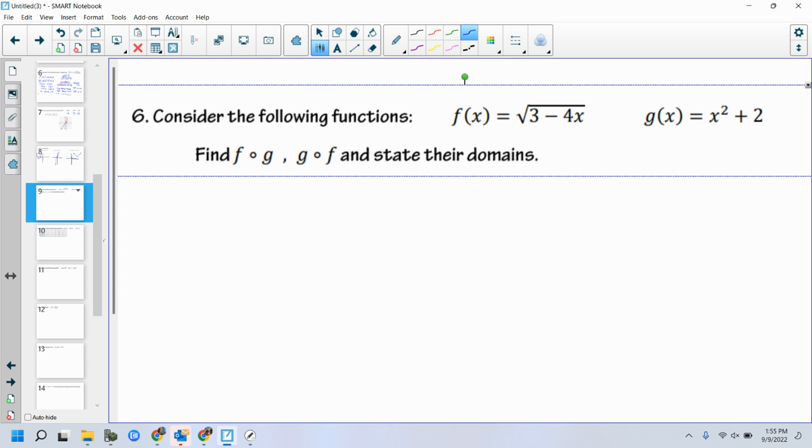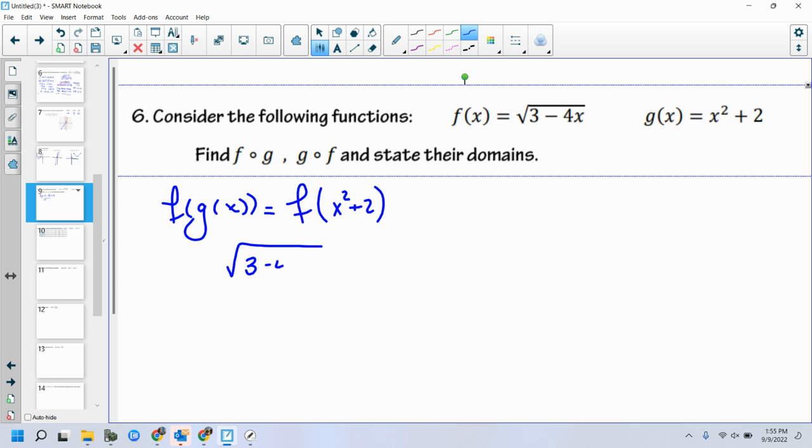All right, so let's take a look at number 6. Let's find f of g and then g of f, and then we're going to state their domains. So if I want to find f of g of x, that means I want to find f of, and then g of x is x squared plus 2. So let's take x squared plus 2 and plug it in for f. So that's 3 minus 4 times x squared plus 2. And then I have to evaluate that, which is going to be 3 minus 4x squared minus 8. So all said and done, negative 4x squared minus 5.